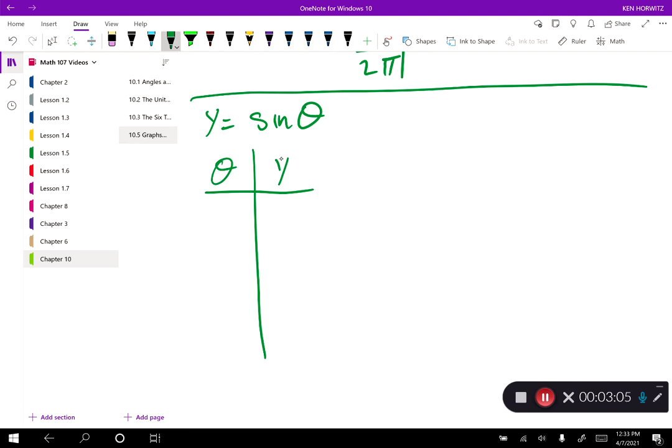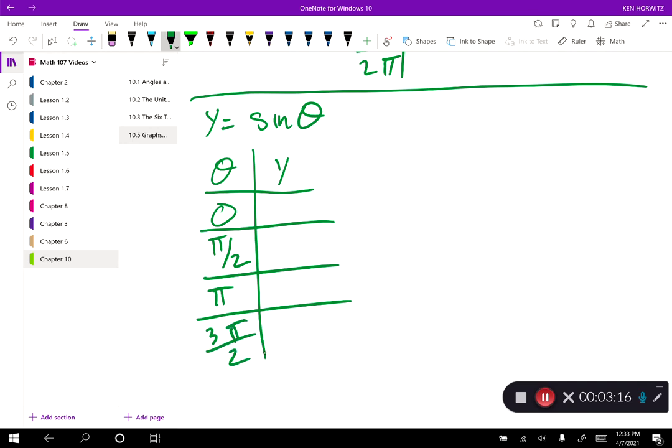So we're going to start with what I call the key values for the sine function. Those are 0, pi over 2, pi, 3 pi over 2, and 2 pi. Now I'd like you to pause the video and input these values into your basic sine function and get your y values out of it. We'll talk about the answer on the back end.